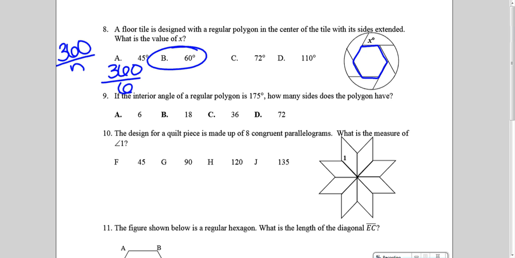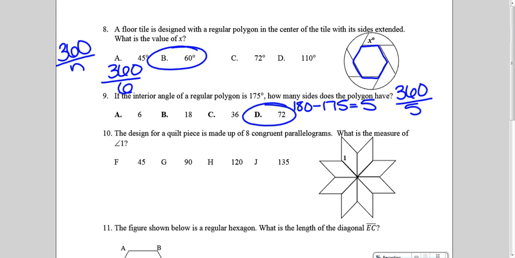All right, if the interior angle of a regular polygon is 175, how many sides does it have? Okay, find the exterior. 180 minus 175. So we know each exterior angle is 5 degrees. So then to figure out your number of sides, 360 divided by your exterior angles, the number of them. So you get a 72-sided figure.